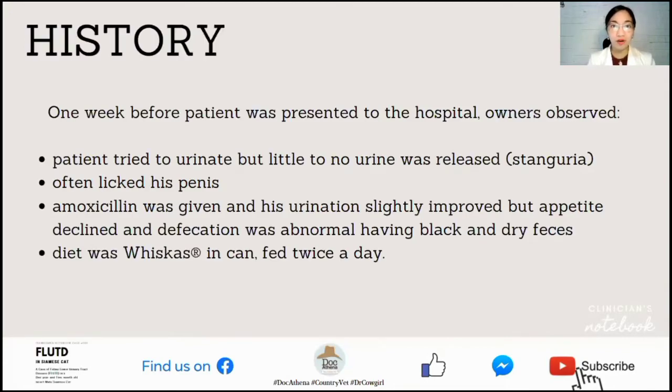For the subjective part of our medical record, here is the history. 1 week before the patient was presented to the hospital, owners observed the following. The patient tried to urinate, but little to no urine was released, medically called stranguria. The patient often licked his penis, and the owners gave amoxicillin, and his urination slightly improved, but appetite declined and defecation was abnormal, having black and dry feces. Patient's diet was Whiskas in can, fed twice a day.